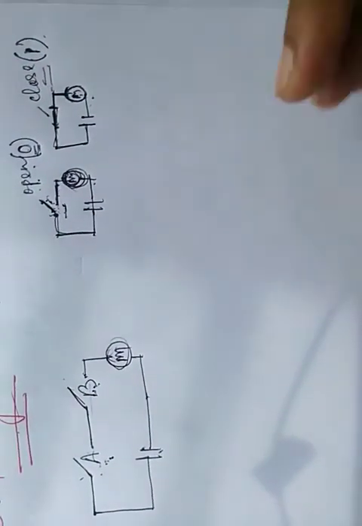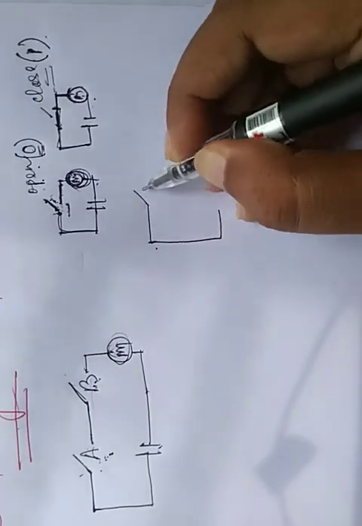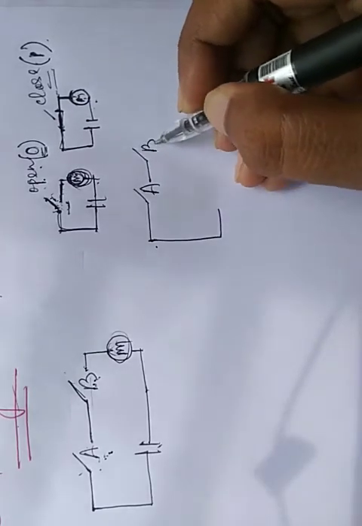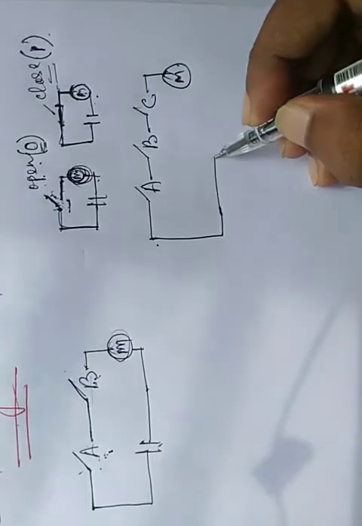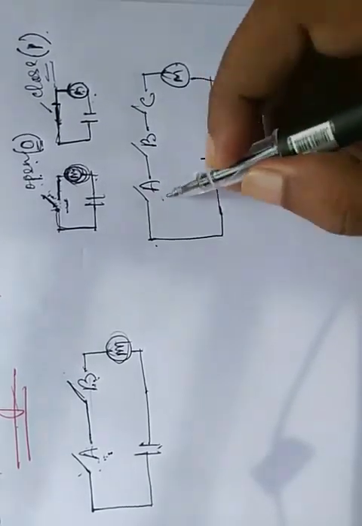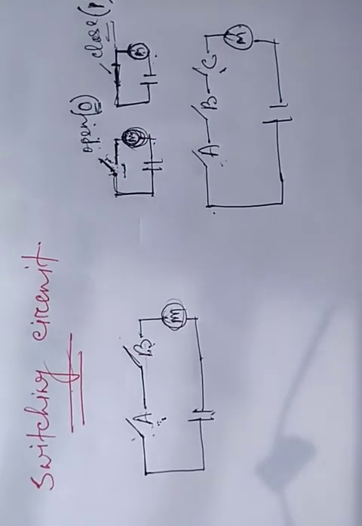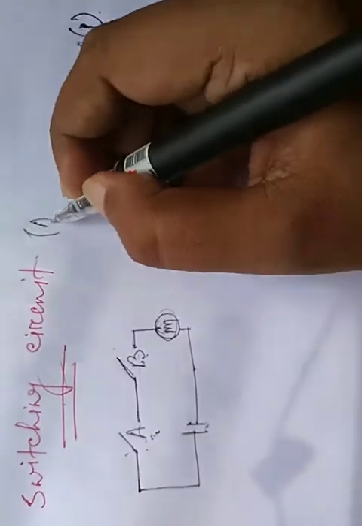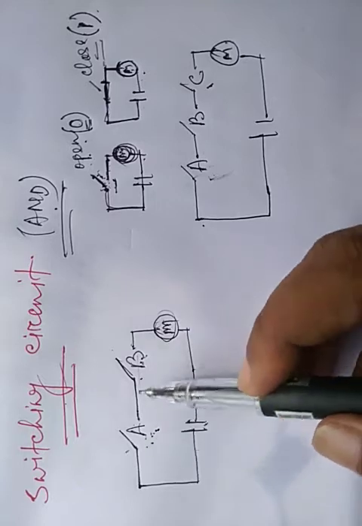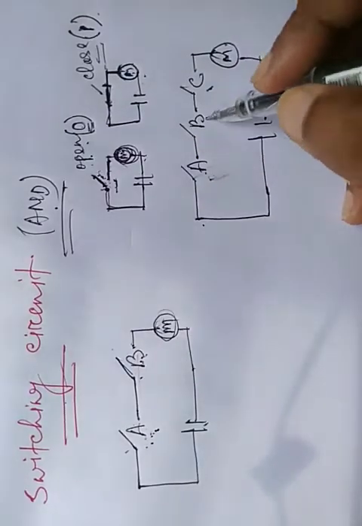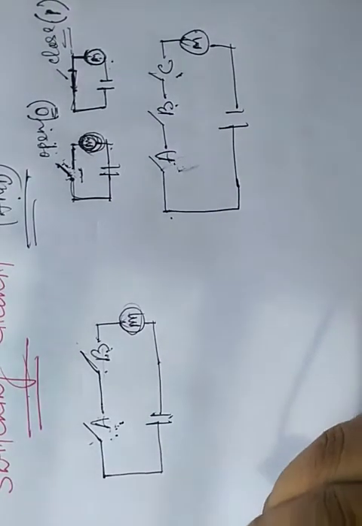If we add 3 switches there, then the circuit will be like this. So for AND operation, every switch must be connected in this way, in series. Okay, in one line. Series means in one line. This is our switching circuit of the AND gate. Mind it, for the AND gate, every switch must be connected in series. Clear? Now, depending on this, we can create the truth table.